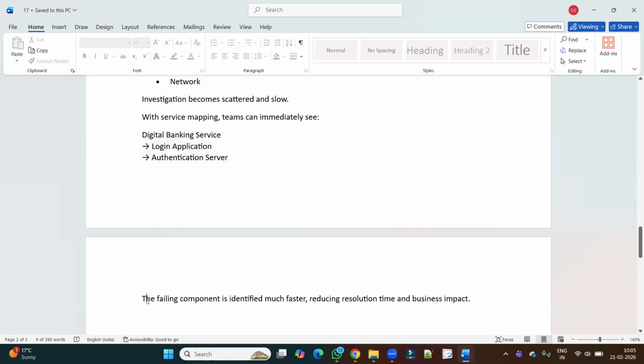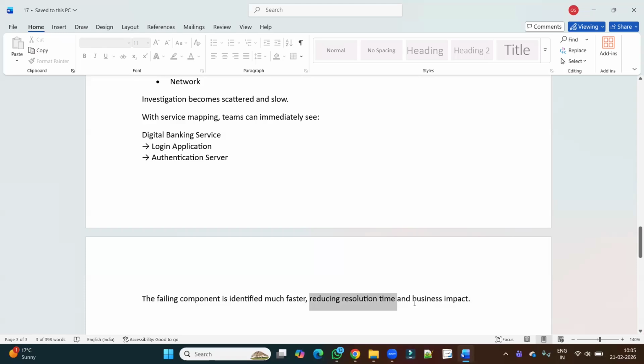So now what will happen? As soon as they have the service mapping available, they can easily check all the components and find the faulty or failing component and take the necessary corrective action on it, so that the service will be available as soon as possible. In this case, what happened? We have a reduced and faster resolution time.